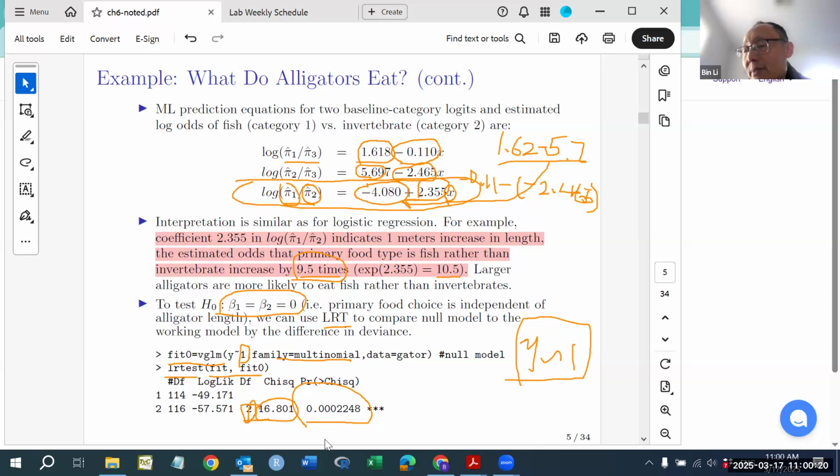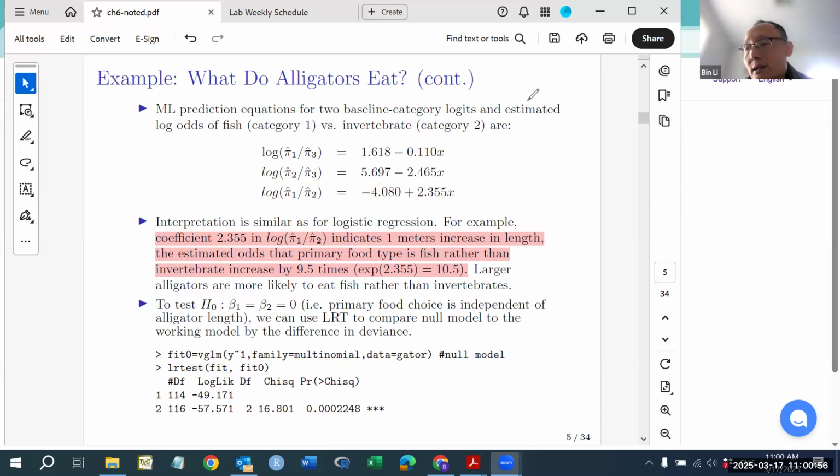significant. So that means what? That means by adding the length information, the model is significantly improved, significantly different from just the intercept only. So that means the length of the alligator is useful to predict the primary food choice for the alligator. Okay, so that's how we can test whether a predictor is useful or not, through the likelihood ratio test.